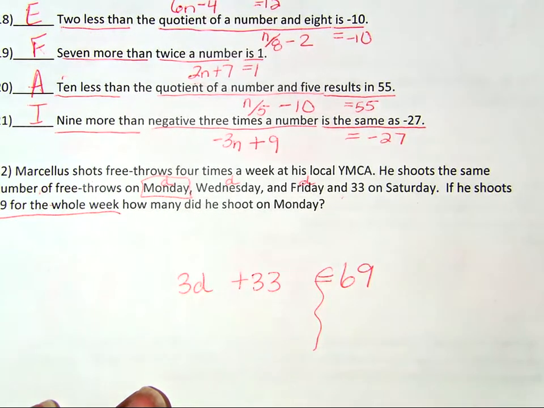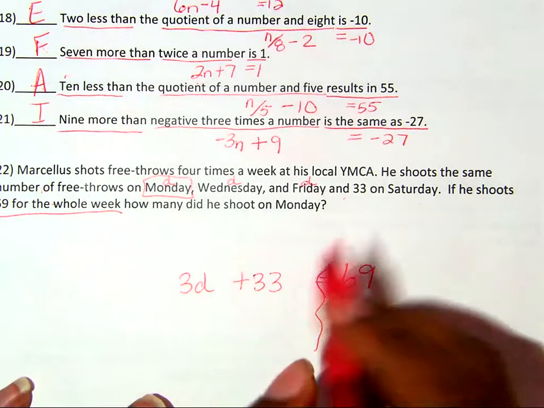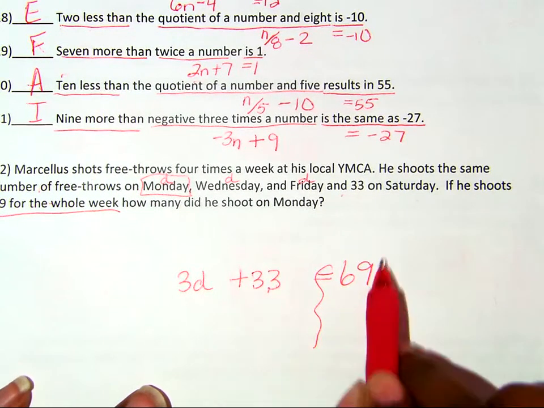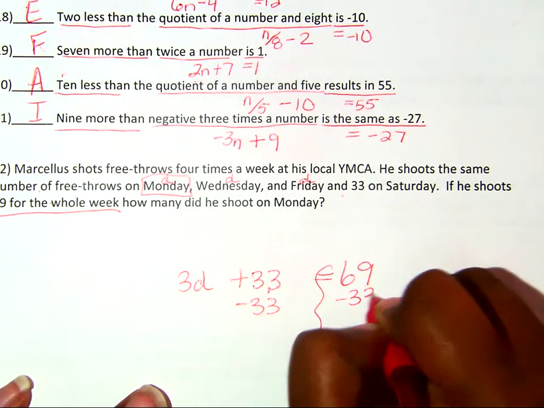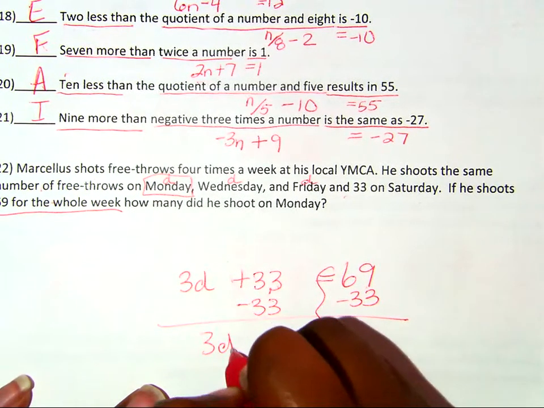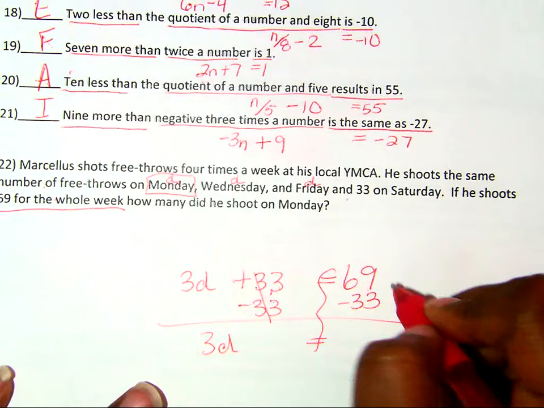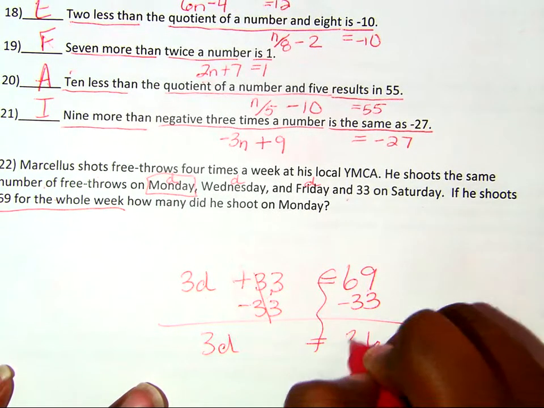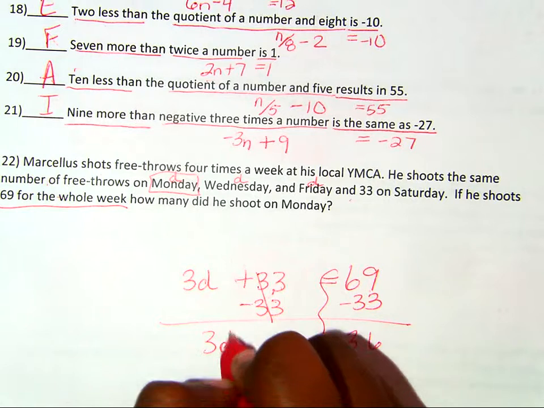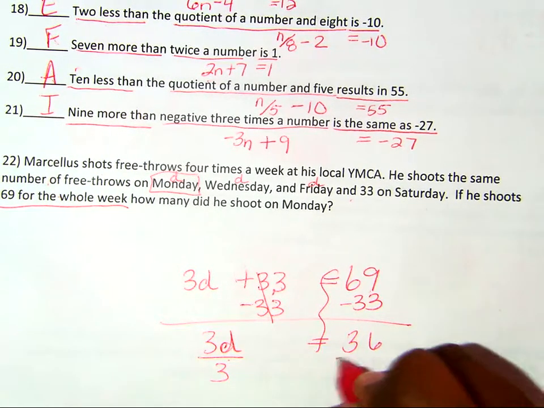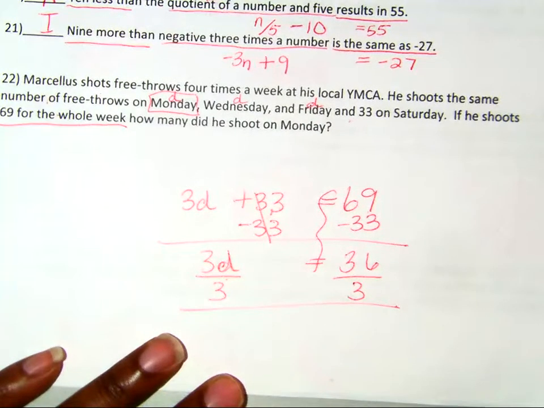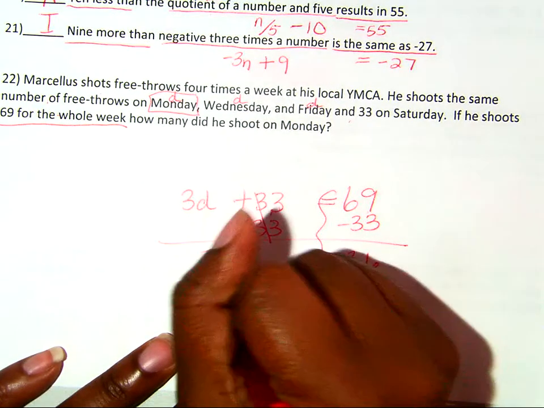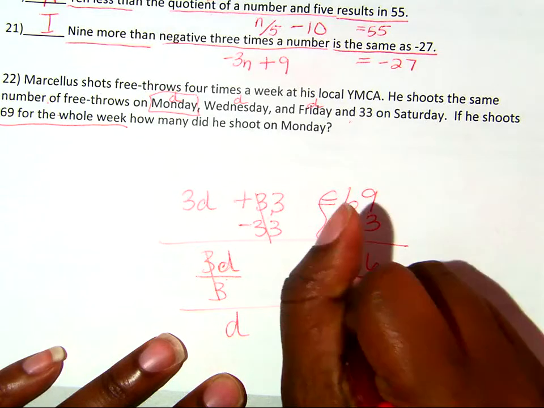Okay? I have a plus 33 and I have 69 here. Neither of them have variables, so I can rewind this over here. 3D, this cancels, equals 36. This is a multiplication problem, so I divide by 3 on both sides, because what I do to one side, I have to do to the other. All right. These cancel. I'm left with D equals 36 divided by 3, which is 12.